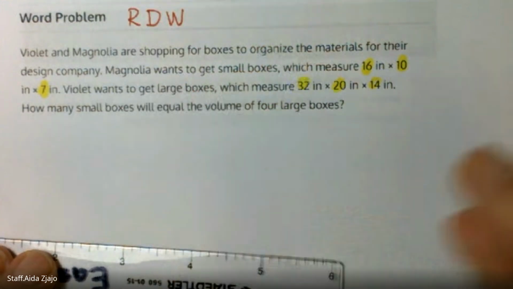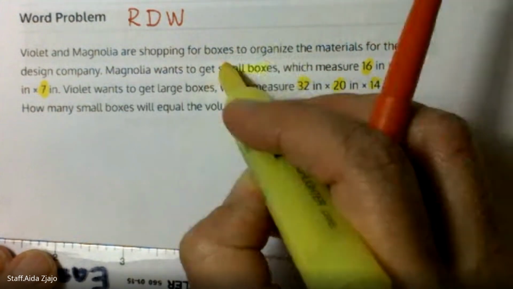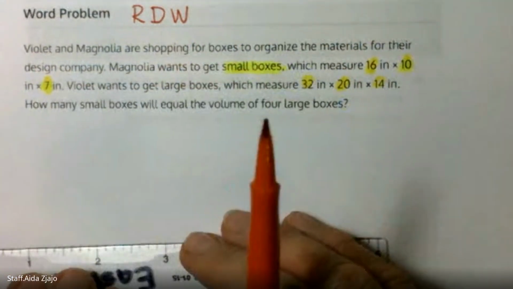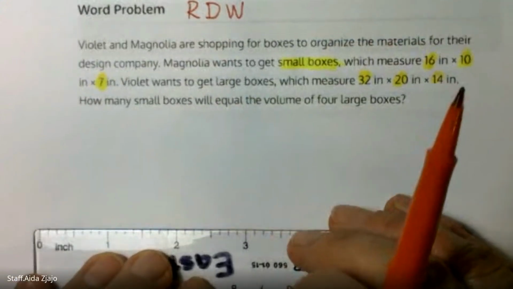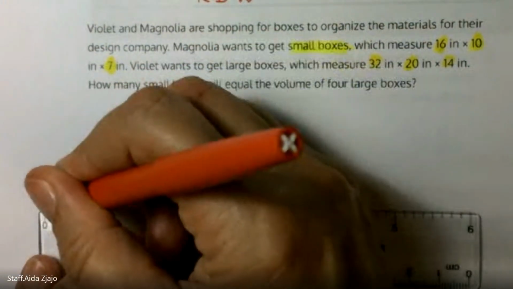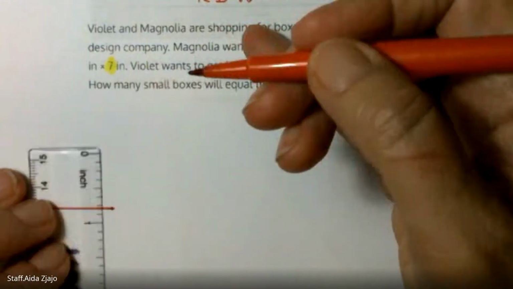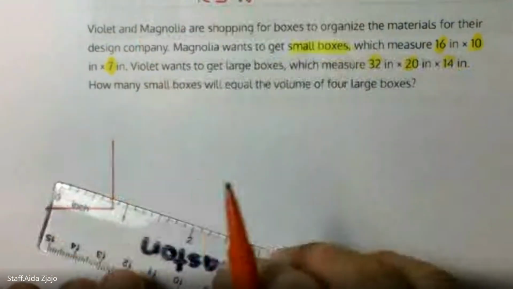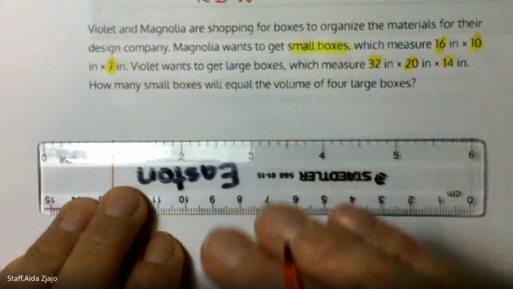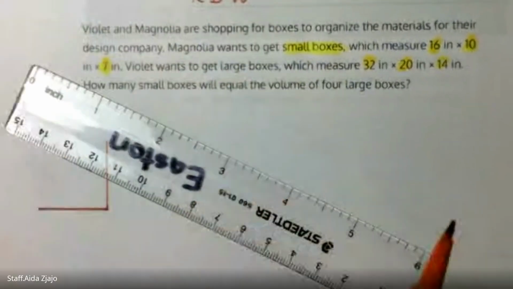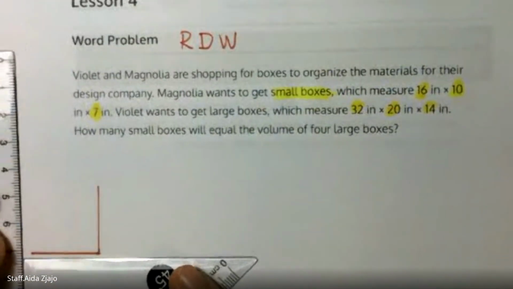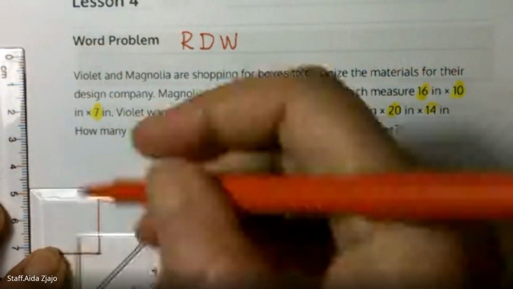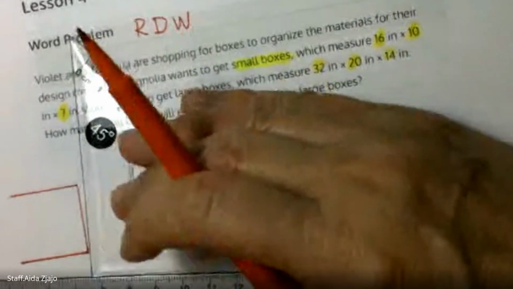It says that Magnolia's small box measures 16 by 10 by 7. So let's draw the box. That's going to be our first thing. If I make a square, let's see, a 1 inch square. I'm going to use my little triangle to make really good measurements. I really needed my parallel lines, so I can use that and my picture will look better, right?